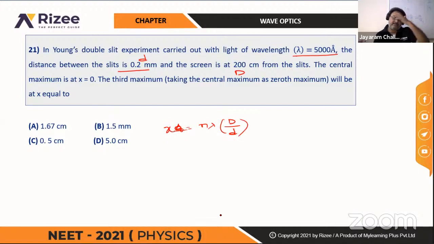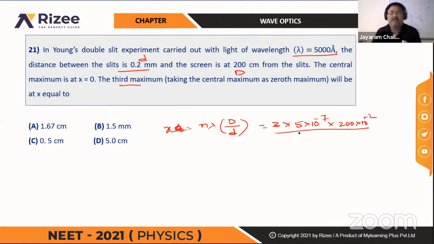Or else you can put fringe width terms or anything. Delta x is equal to, I have written in another format. So now substitute all the values here. What is the n value? Third maximum, that means n should be 3, into the lambda value he has provided, that is 5 into 10 to the power of minus 7, into the capital D value, which is 200 centimeters, 200 into 10 to the power of minus 2, by the small d value.